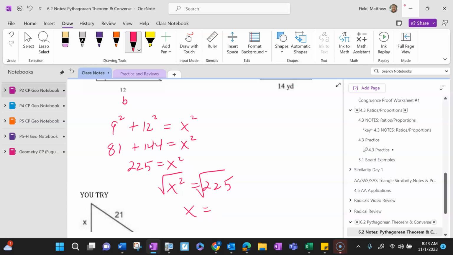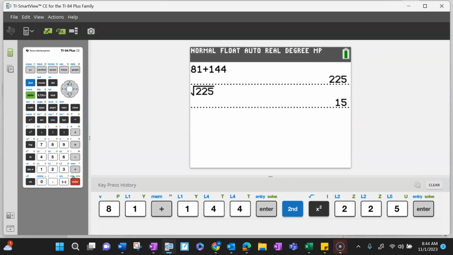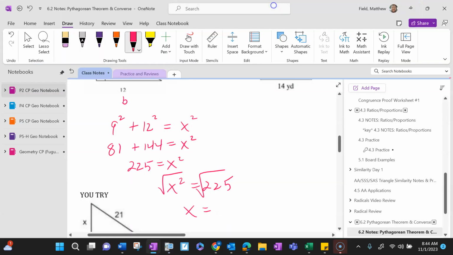So we can type that in our calculator. I just want to show you how to do it. Second, root, 225, and I think we get a nice pretty whole number of 15, which, by the way, in this section won't always be the case. So we end up with the square root of 225, which ends up being 15.